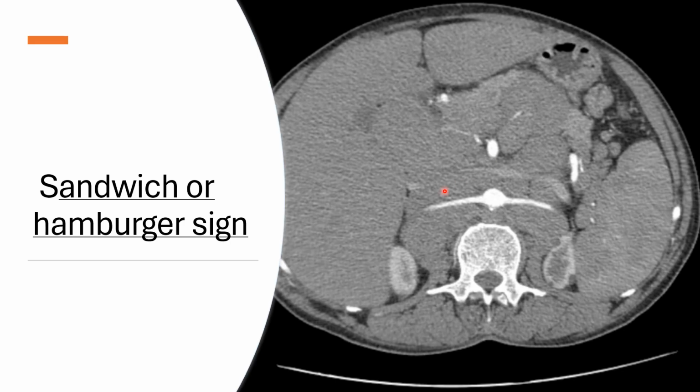In the next image we can see what is known as the sandwich or hamburger sign, and here we can see that the renal vessels are surrounded by a hypovascular mass, which is causing encasement of the vessels but not luminal narrowing. So this is a particular sign of lymphoma. This is one of the commonest presentations of lymphoma, that there is encasement of the vessels or the structures without any narrowing.